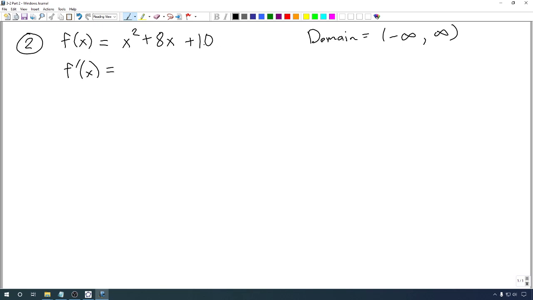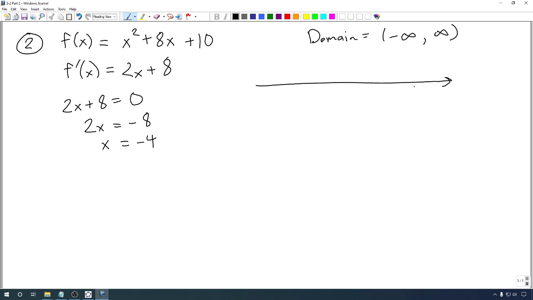Derivative here, hopefully by this point you know how to differentiate a quadratic pretty well. X squared becomes 2x, 8x becomes 8, and the 10 goes away. We're looking for critical points, so we're going to set this equal to 0. Solve for x. And we get a single critical point here of x equals -4. Now, of course, the other part of critical points is where the derivative doesn't exist, but we don't have any problem with 2x plus 8. That always exists. So we have one single critical point.